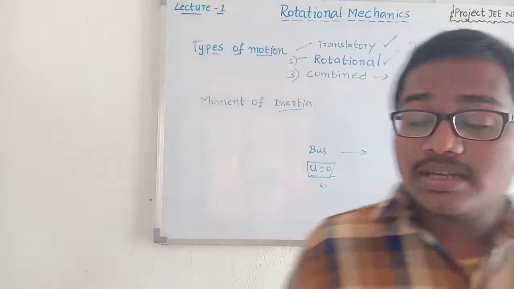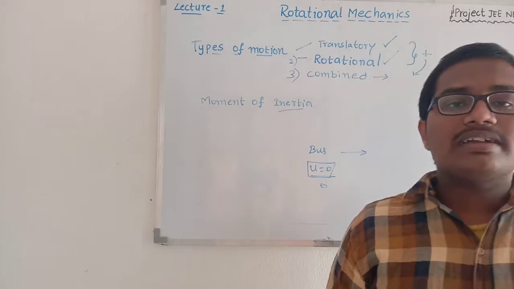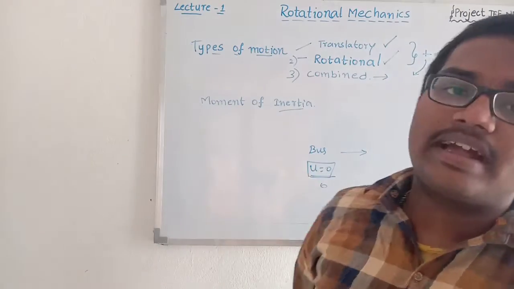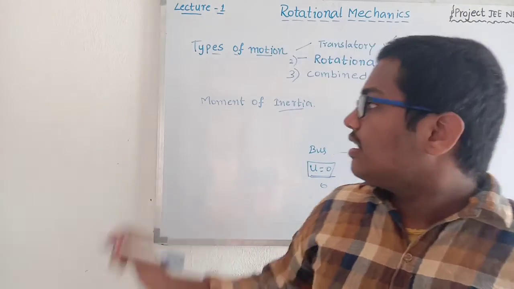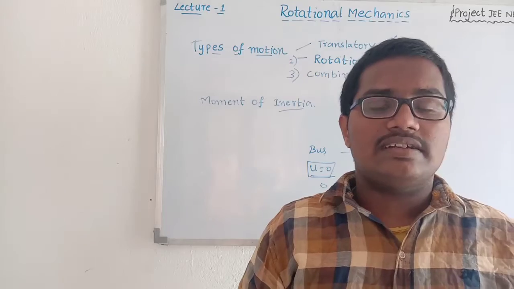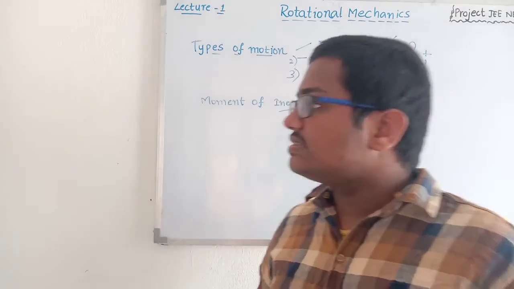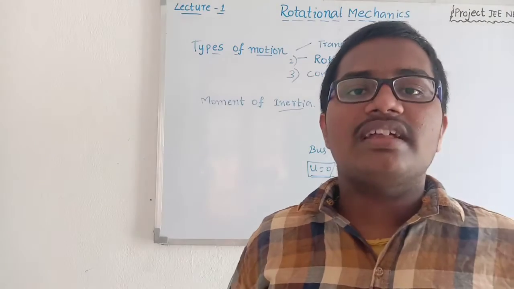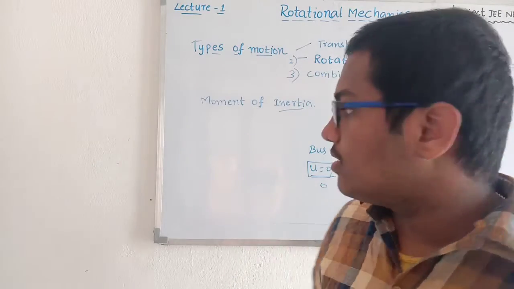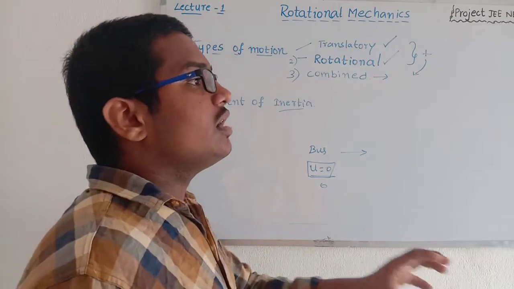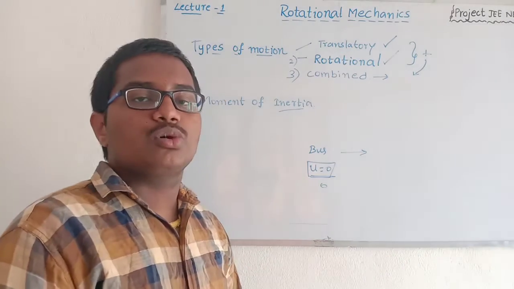Till now we discussed only inertia. But we will not be discussing inertia in this rotational mechanics chapter. We will be discussing moment of inertia. Here, moment of inertia is different for different types of bodies. Moment of inertia is the inability to change the state of rest or motion.